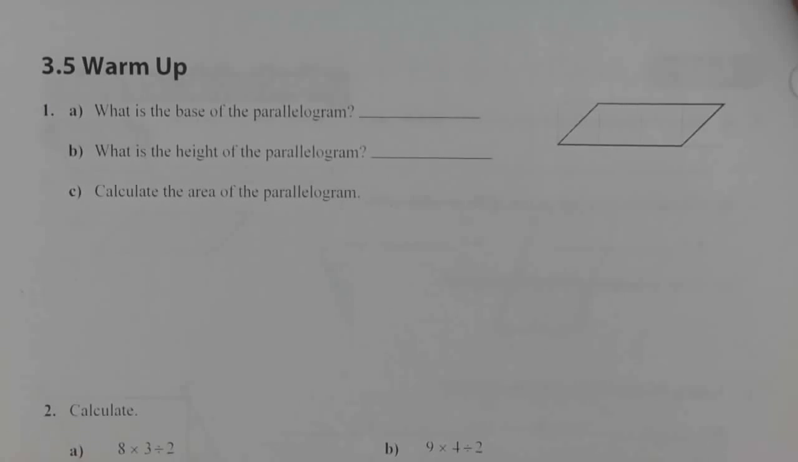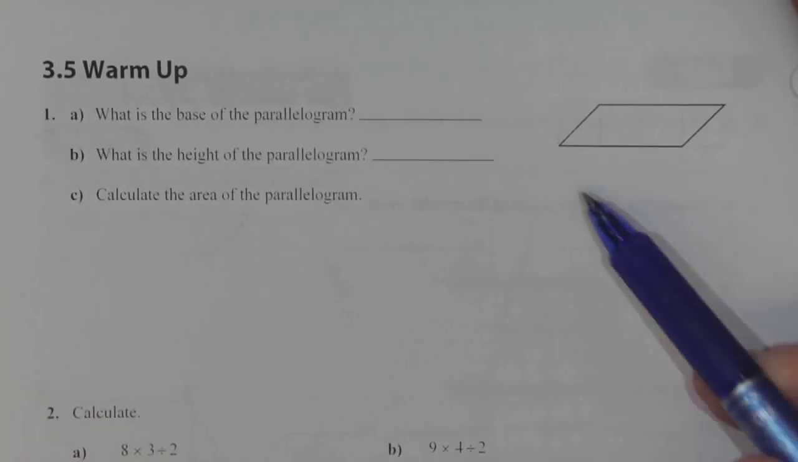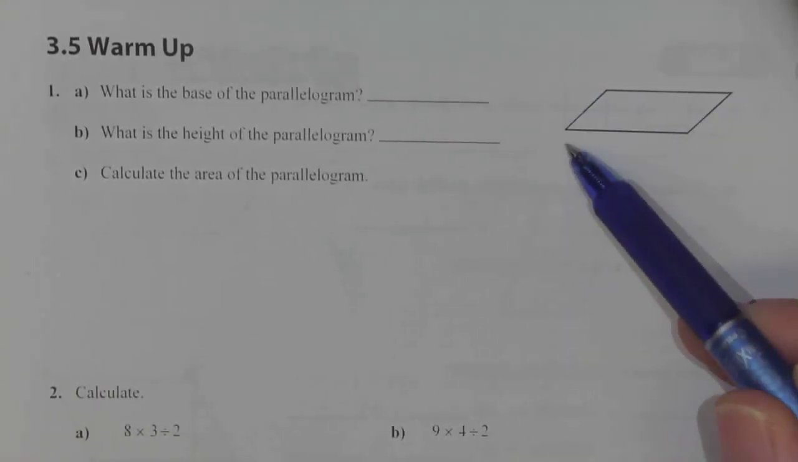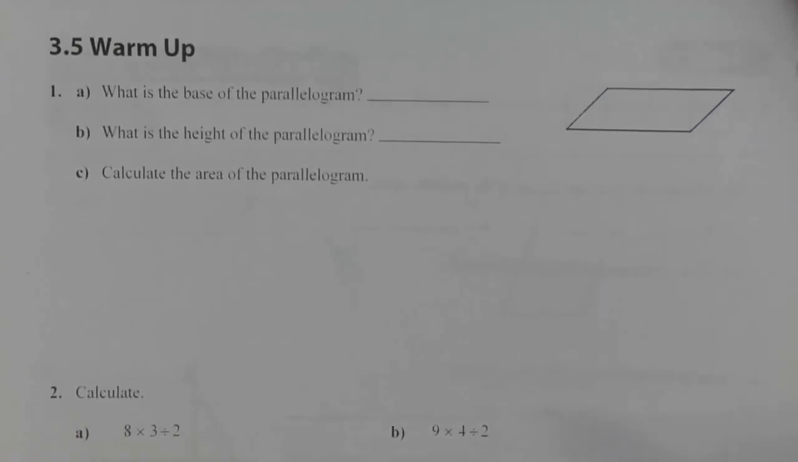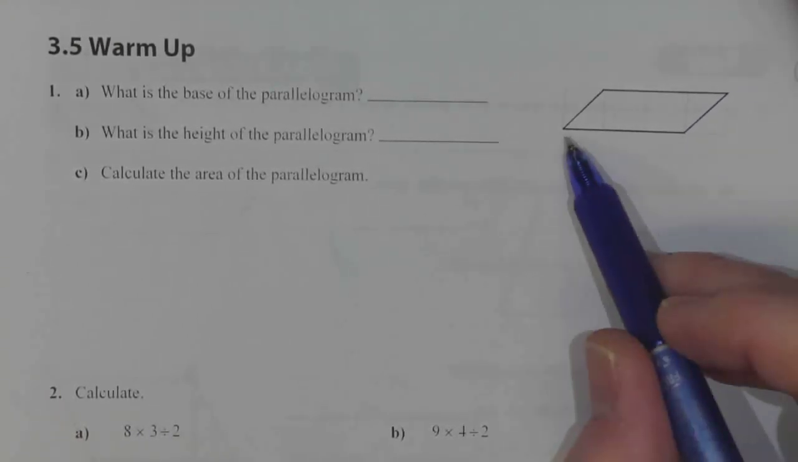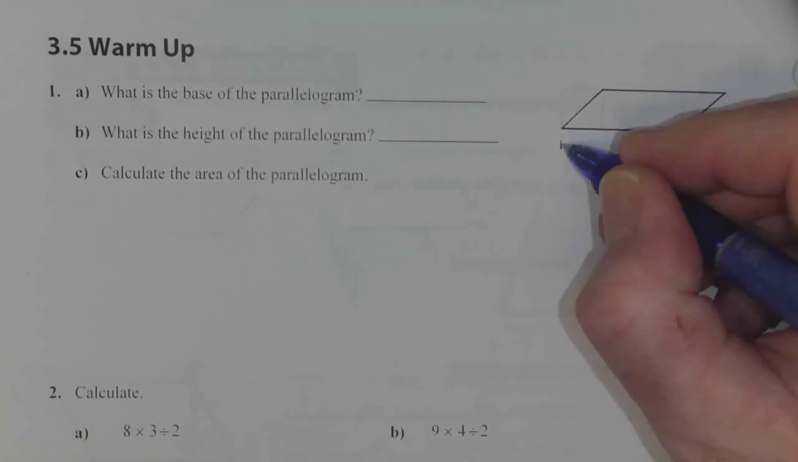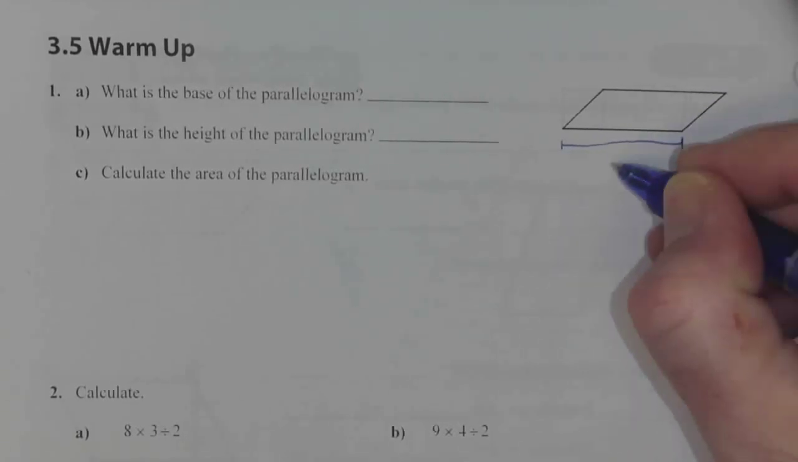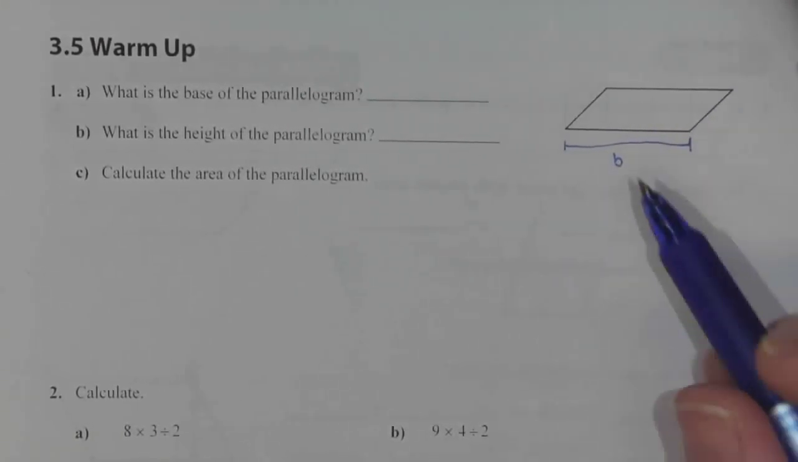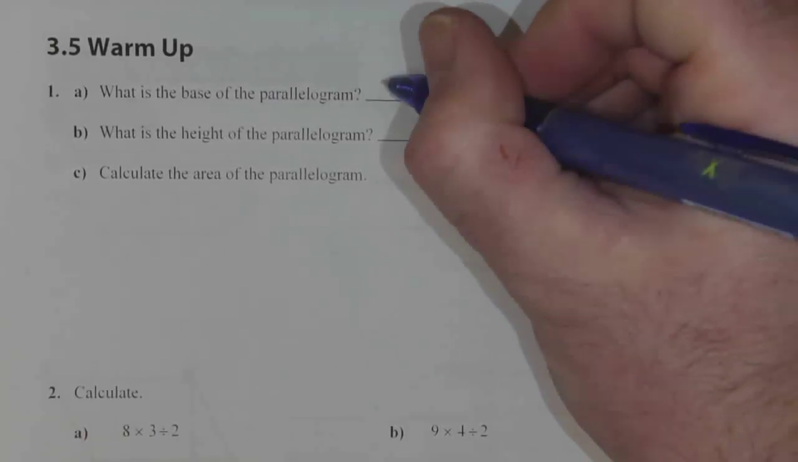5 warm-up. What is the base of the parallelogram? So we've got a parallelogram here. There's a faint grid hidden behind it. The base, in this case, is right there, and that's a length of 3 units.